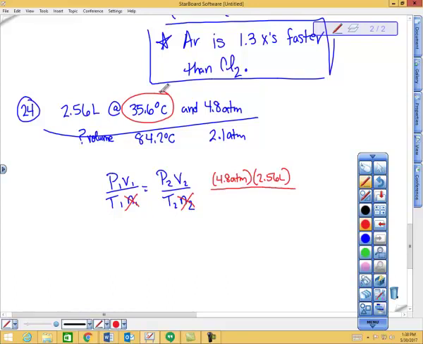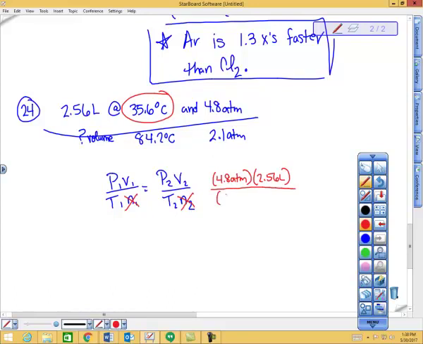No. Why not? Please, for the love of mercy, remember to change your temperature to Kelvin when you're using your gas laws. That is the number one killer of your grades from the gas laws unit. Speaking from experience, looking at your work, that is the number one thing that killed you.